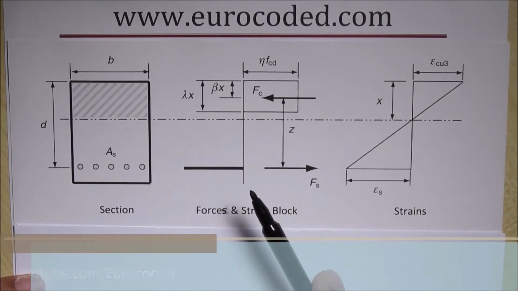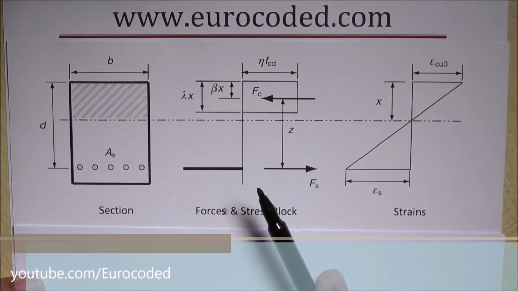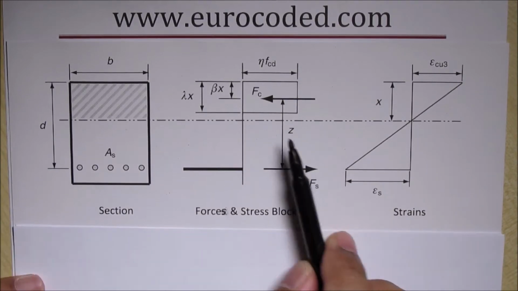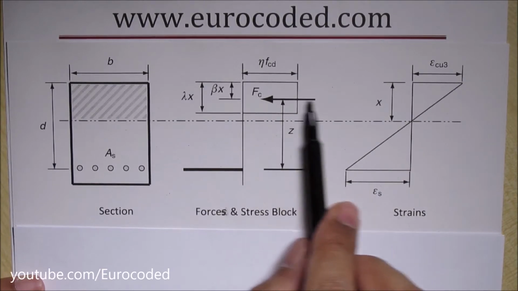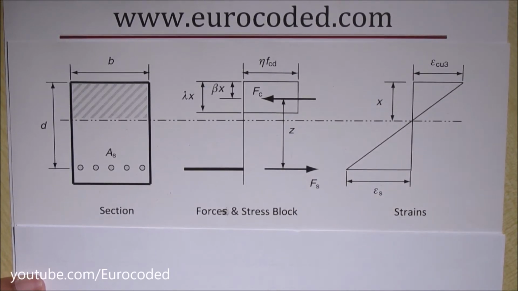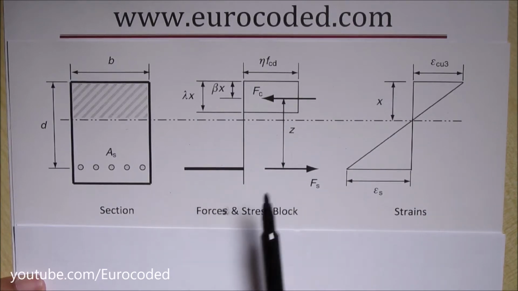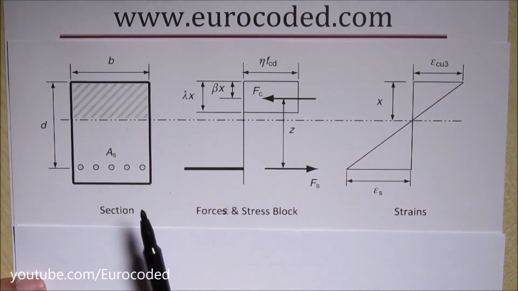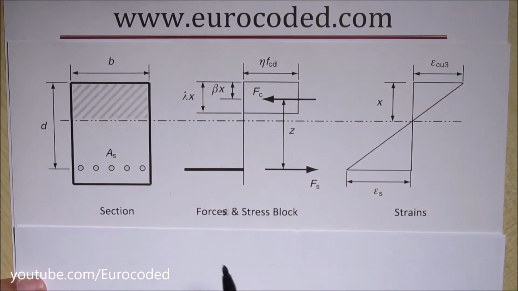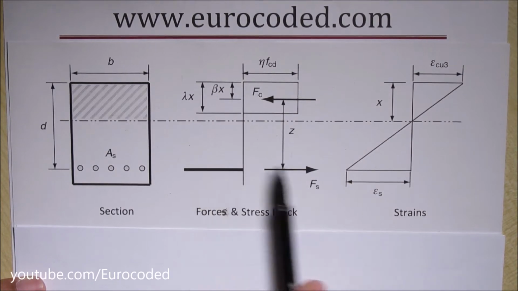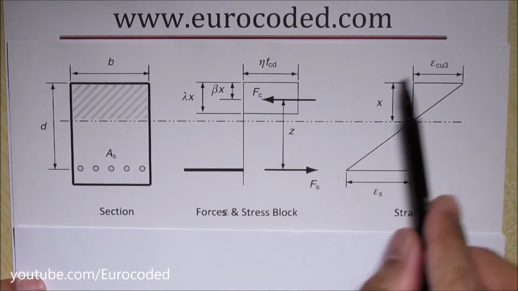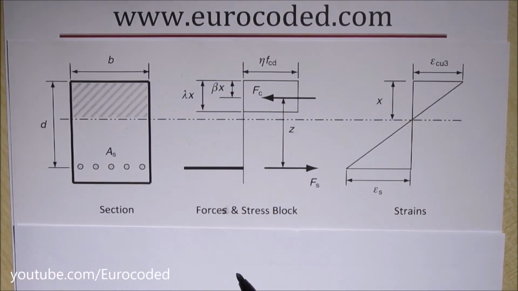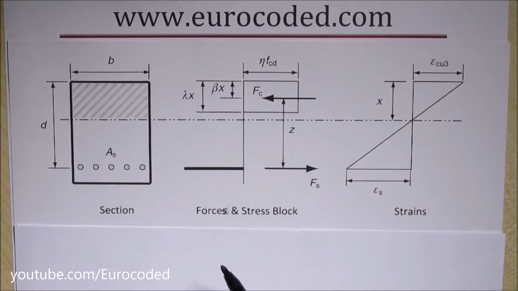In this video, I'm going to show you how to derive the equation to calculate the lever arm of internal forces, that is this Z, the lever arm between FC and FS. As you can see, in this example, we are using the rectangular stress block. We have our reinforced concrete beam section here, and I have already drawn the forces and stress block and also the strains diagram. Assuming that the steel yields, we can start developing the equation to calculate a lever arm of internal forces.